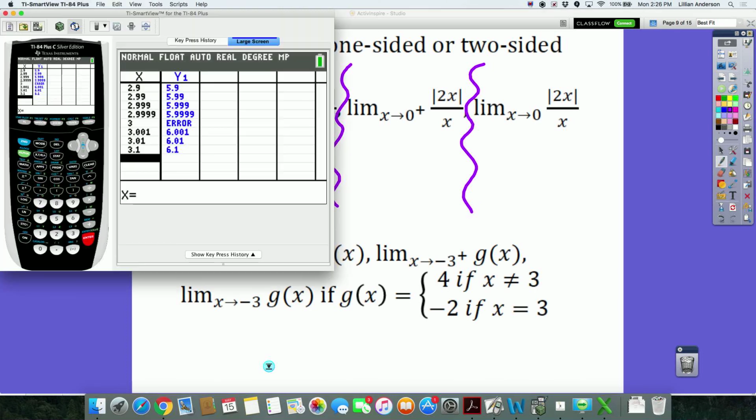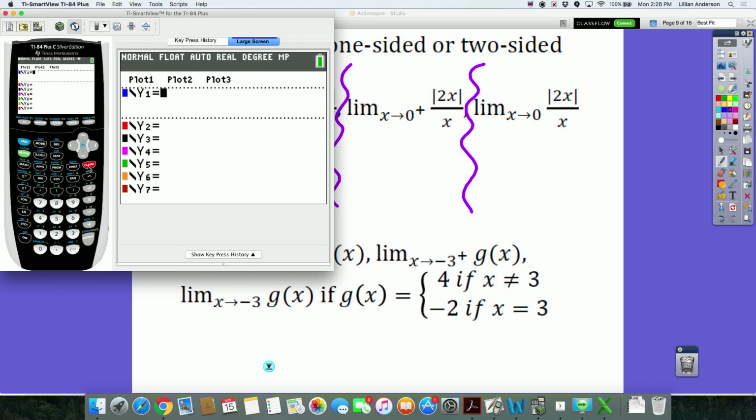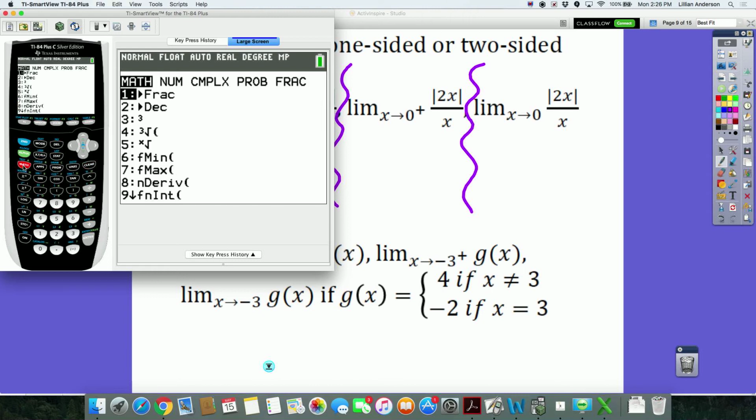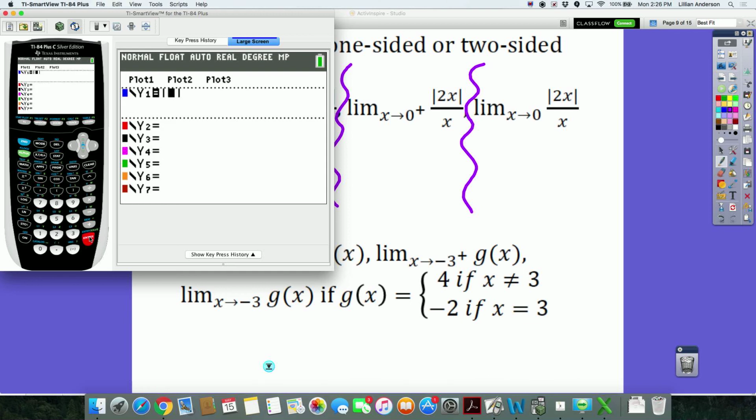Okay? So, let's go into our calculator, because I know you don't know how to graph the absolute value of 2x over x. Go to our Y equals. This is where we type in any of our functions. Now, absolute value: to get that, you go to math, press the right arrow over to number, and ABS is absolute value. If your calculator just says ABS with a parenthesis, that's fine too. You just have to close off the parenthesis.